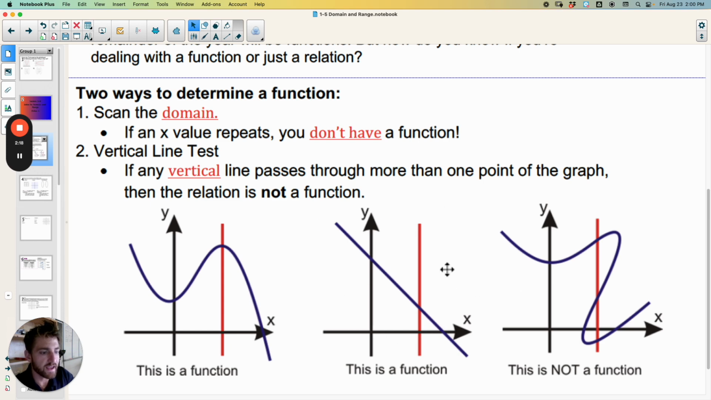This is a function. But this last one is not, because you can see there's a section of the graph right here that when I draw this vertical line, it intersects in more than one spot. If I were to move this line over here and draw it, it would only intersect once. But if I move it over here, there's a line where it intersects 1, 2, 3 times. So this would not be a function.